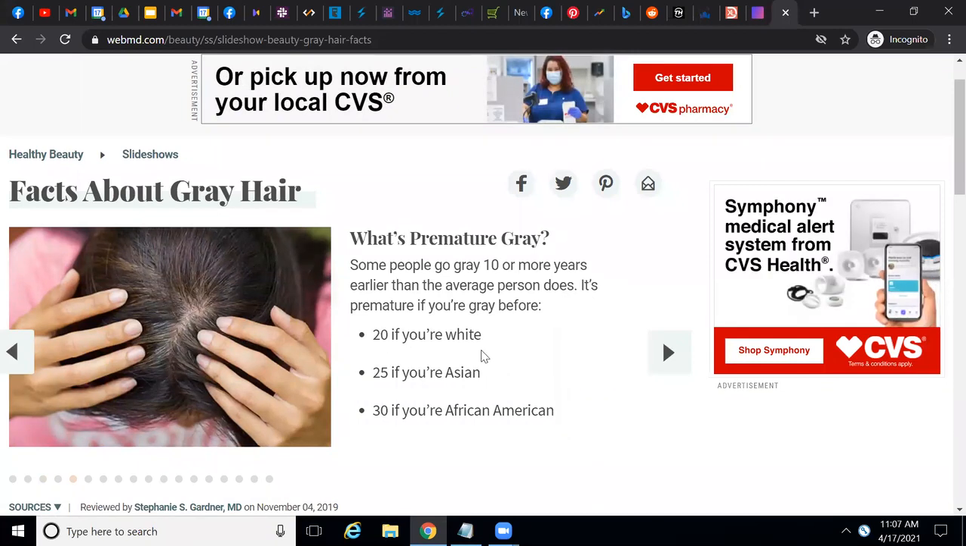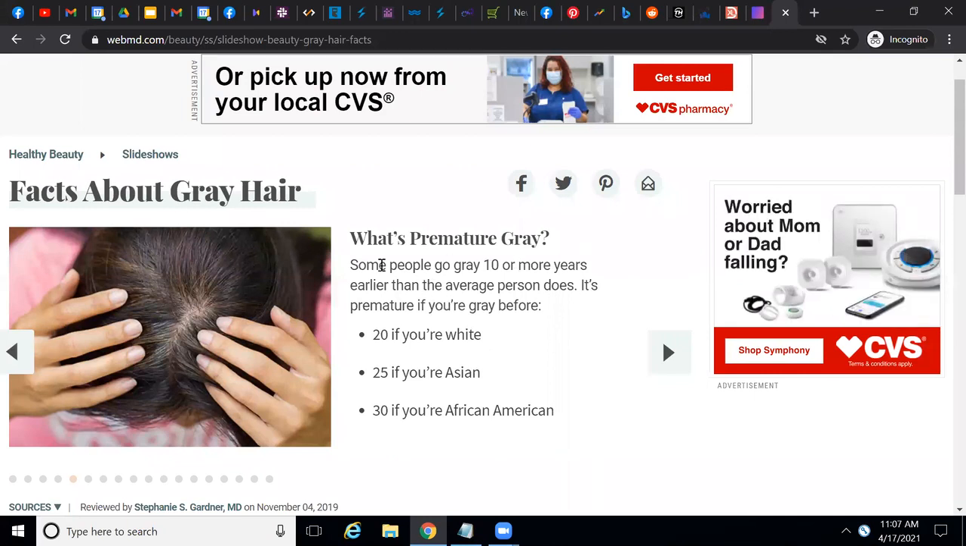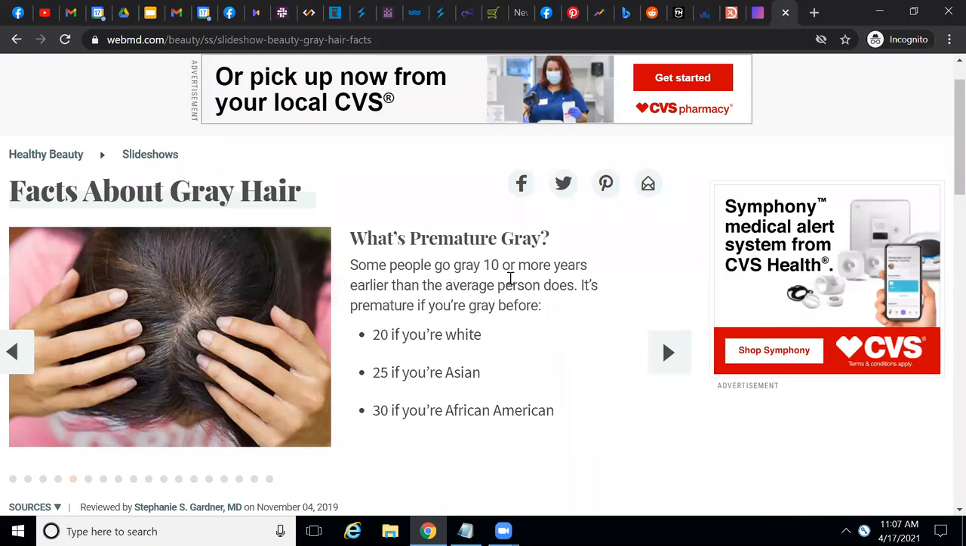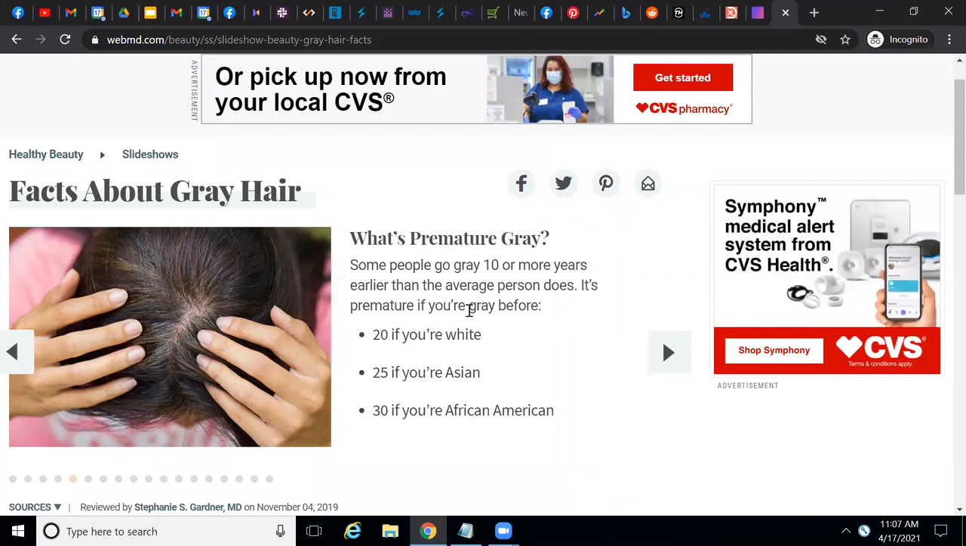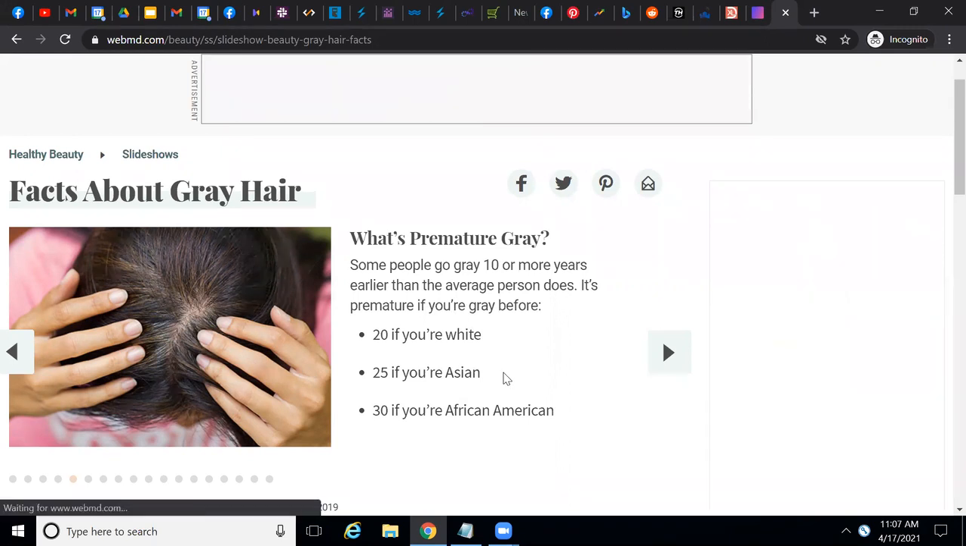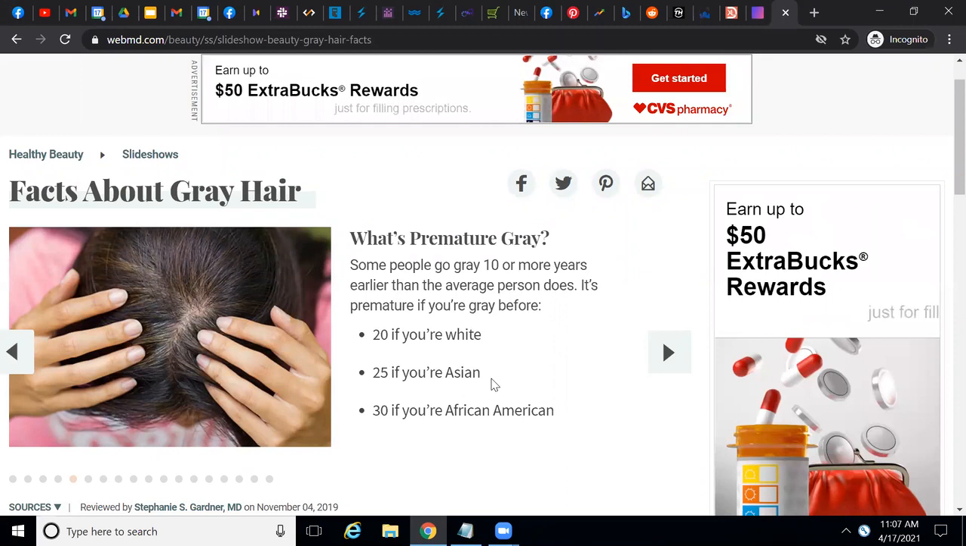So premature gray. So 20 if you're white, 25 and 30. So these are the percentages. Some people gray 10 years earlier. So it's premature if you gray before 20, 25 or 30. How can I use that information? So what if you were Asian? So now I know how to market to the Asian population. I know that premature gray is 25 if you're Asian, so I could target those that are 25. Caucasian or white, I could target 20. So I literally could separate and run two different sets of ads.